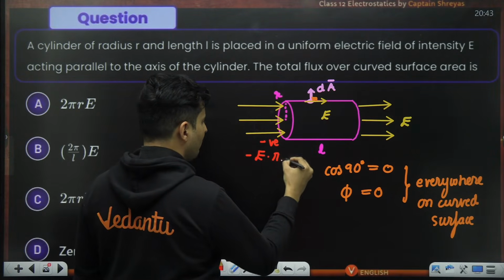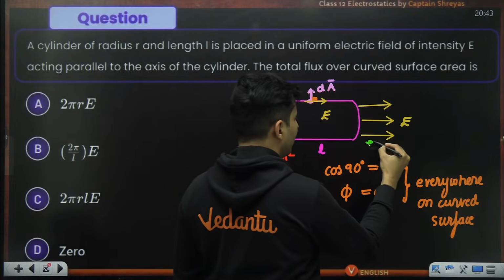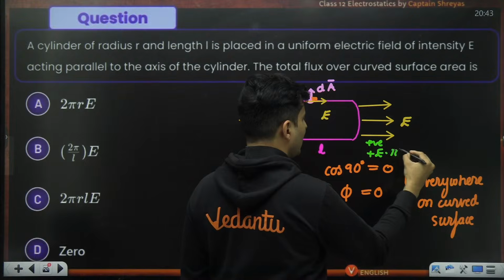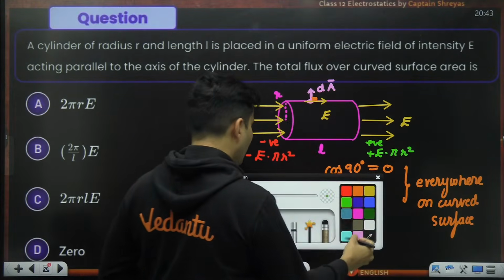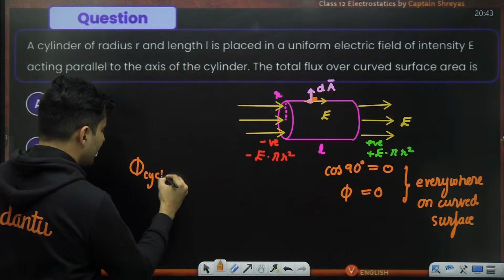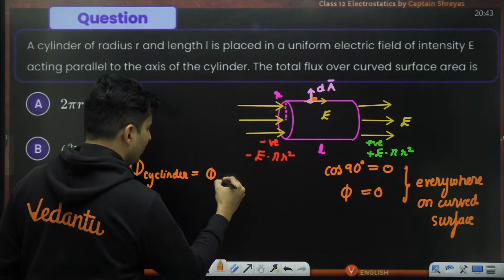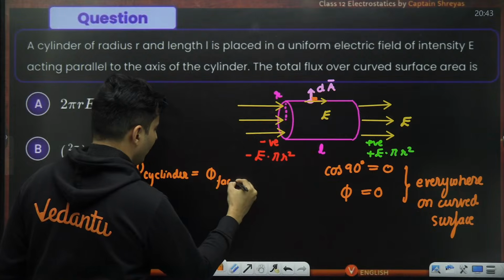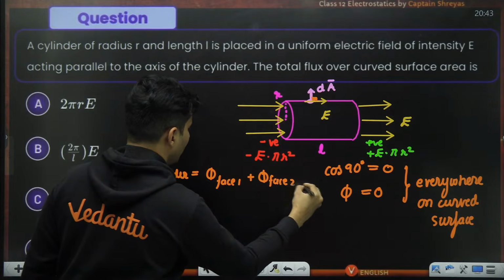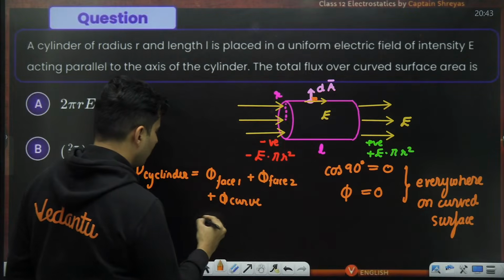Area is basically pi r square. On this side, it will be positive flux, and it will be positive field multiplied by area, which is pi r square. So if you ask me what is the total flux through the entire cylinder, it will be flux through face 1 plus flux through face number 2 plus flux through the curved surface.